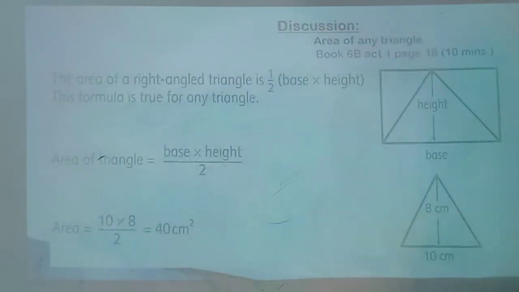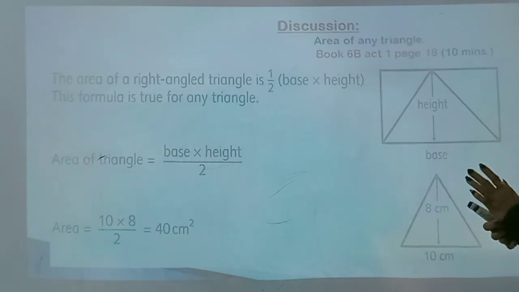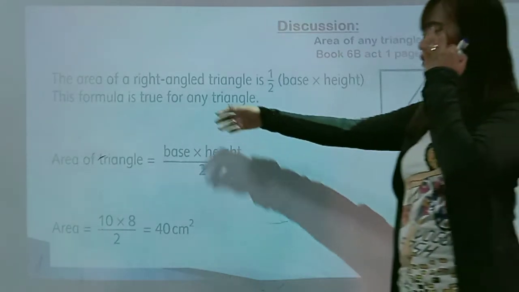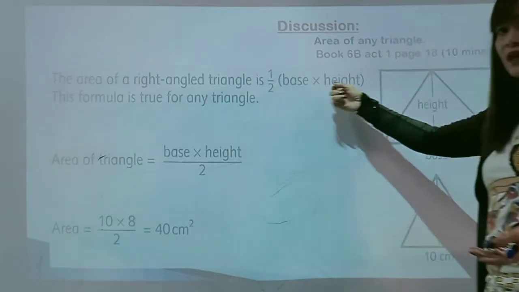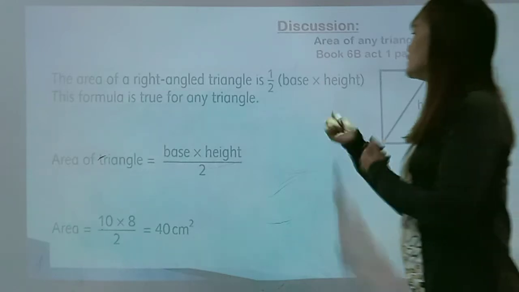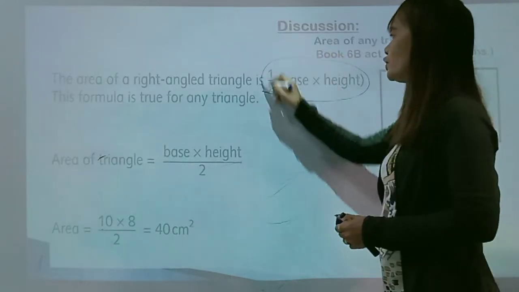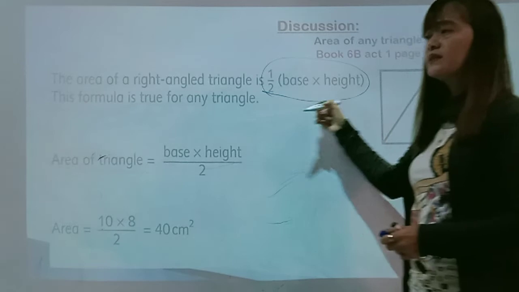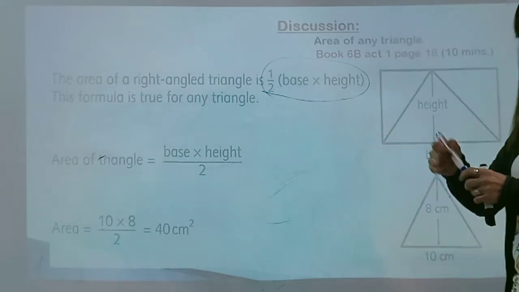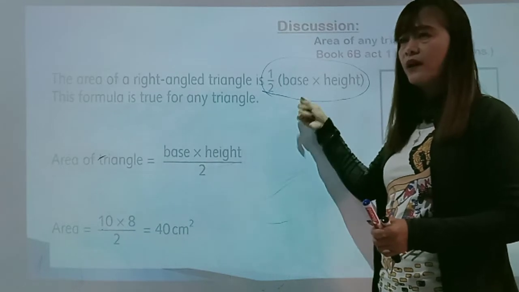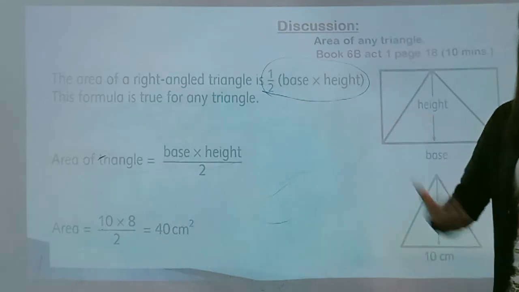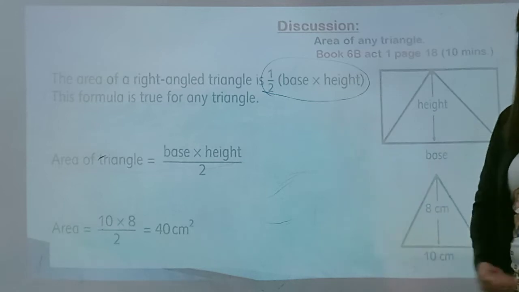Let us proceed to our discussion, which is the area of any triangle. The area of a triangle is equal to 1/2 times base times height. Again, class, this is the formula that we are going to use: 1/2 times base times height. This formula is true for any triangle.